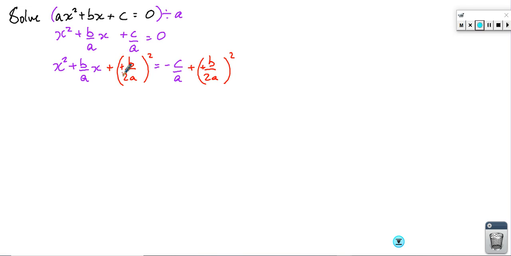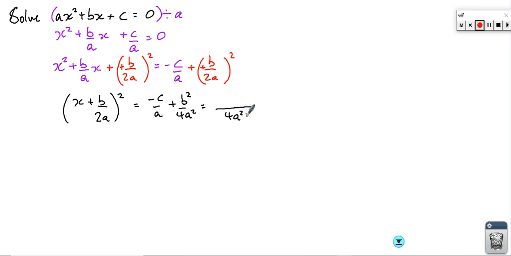So now I have a perfect square on the left-hand side. So x plus b on 2a squared is equal to, and I'm going to simplify this, so minus c on a plus b squared on 4a squared. 4a squared is the denominator. Multiplying by 4a, I get minus 4ac plus b squared, and that is simplified. So x plus b on 2a is plus or minus the square root of b squared minus 4ac on 4a squared.